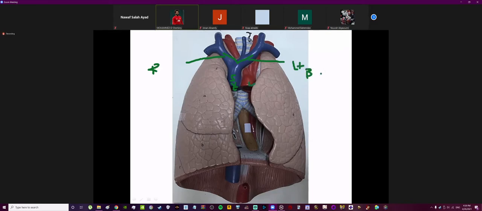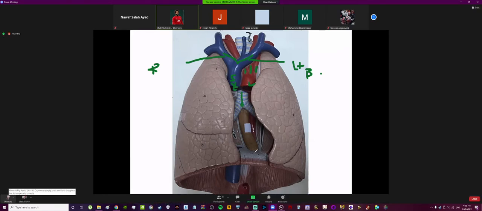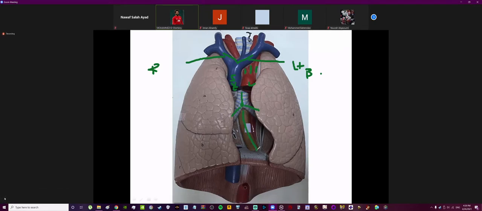This is the arch of aorta and the three branches of the arch of aorta: left subclavian, left common carotid, and the brachiocephalic. This is the trachea, and it divides at the bifurcation at T4, thoracic vertebra number 4, into the right bronchus and the left bronchus. This is the esophagus, which will go down to the esophageal opening of the diaphragm and into the abdomen. This is the descending thoracic aorta. This is regarding the content of the mediastinum.